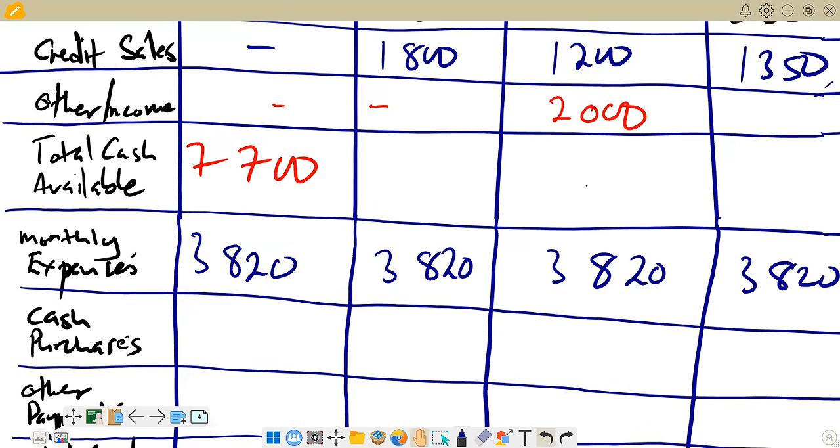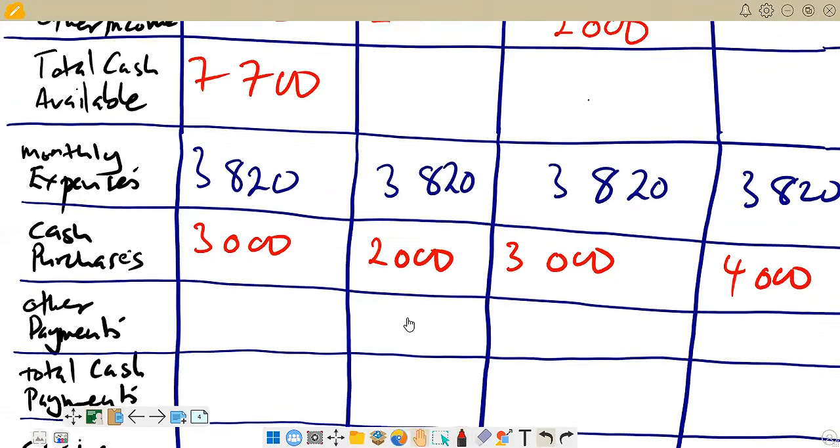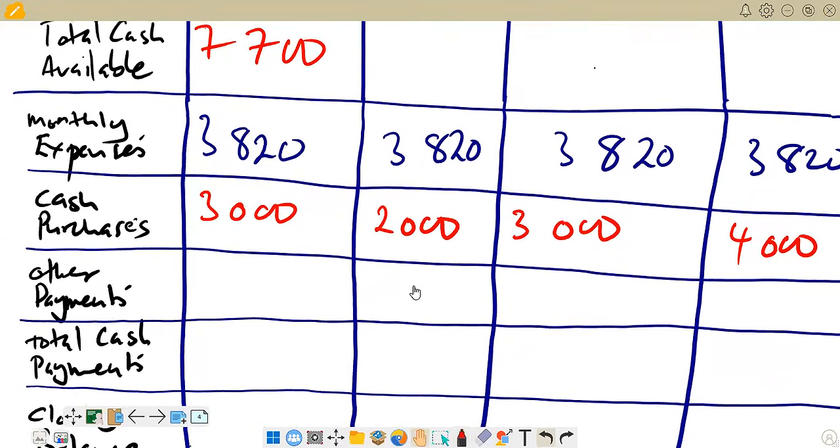They represent cash purchases. So for cash purchases, we have 3,000 in January, and then we have 2,000, that is February, and we have 3,000 in March, and then we have 4,000 in April. So that's what we have. So beneath that, we check again what we have. We have got other payments. We check now in the question.